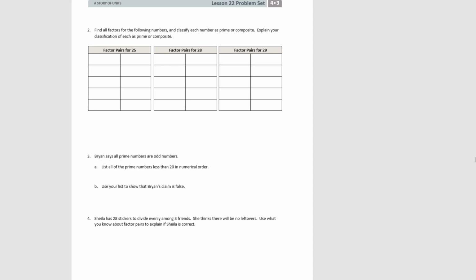So factor pairs for 25, we can do 1 times 25. We can do 5 times 5. So this would be composite, because 5 is also a factor.